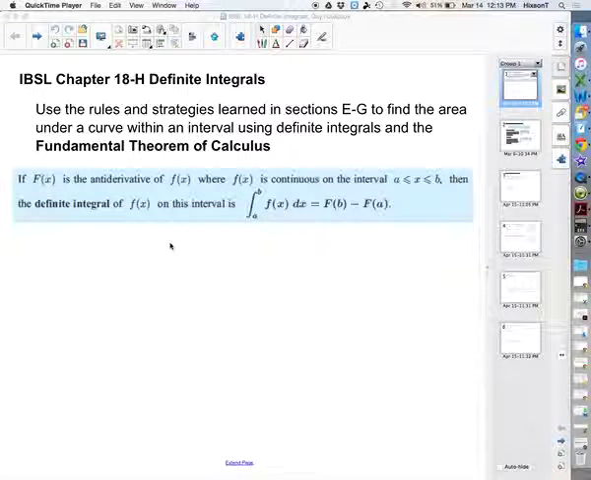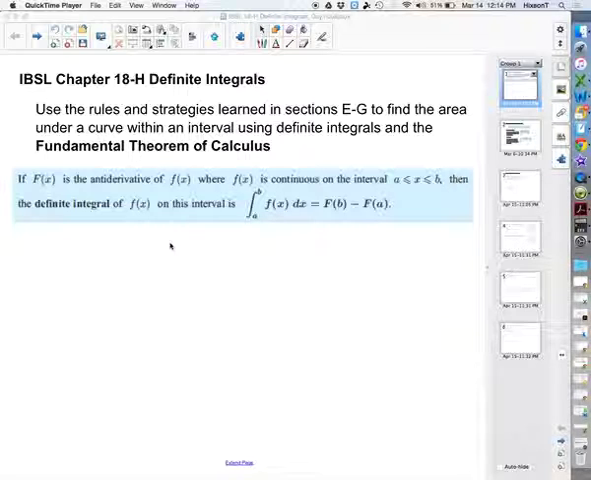So we're talking about definite integrals. We already did look at the fundamental theorem of calculus, all right? And remember, a definite integral gives us the area bound by a curve and the x-axis, between two x values, all right?